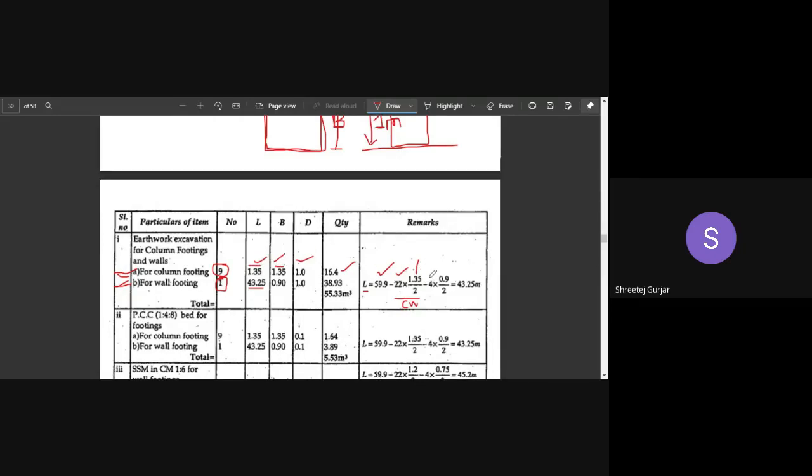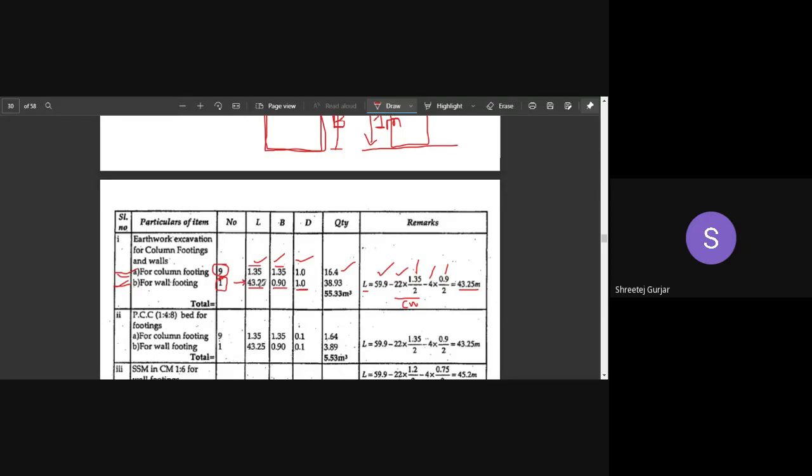And minus N1, which is 4, into the width of your excavation that is required for your wall. So wall excavation width, you can see in our section, it is 0.9, right? The depth is same, 1 meter. So that is how you get your length. That is 43.25. That is what we have substituted here.